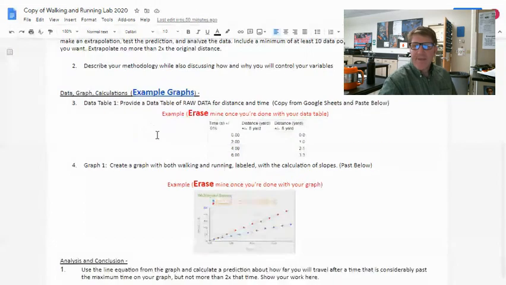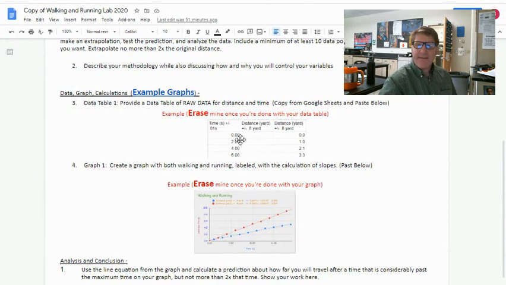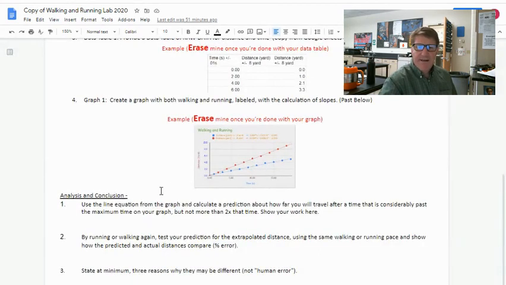Okay, and then here is an example of a data table that you could make, and then you're going to erase the one that is here and then put your own, and then from that data table you will make a graph, and you should have the 2 lines on there with your data points embedded. Make sure you are labeling it, having a title, and have your axes labeled. Then you're going to use your graph to answer these 4 conclusion questions here.